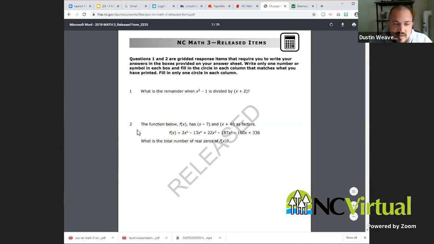So I go back to the problem. It says the function below has this as factors. Here's the function. What is the total number of real zeros? And that would be 3.